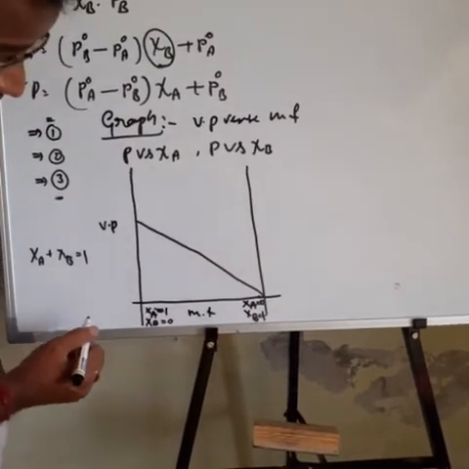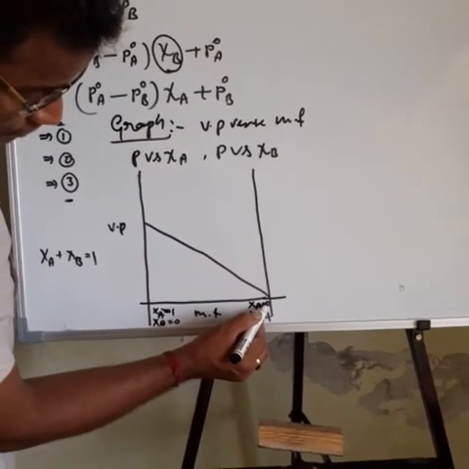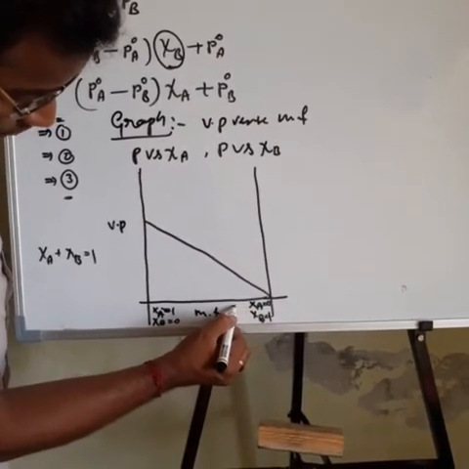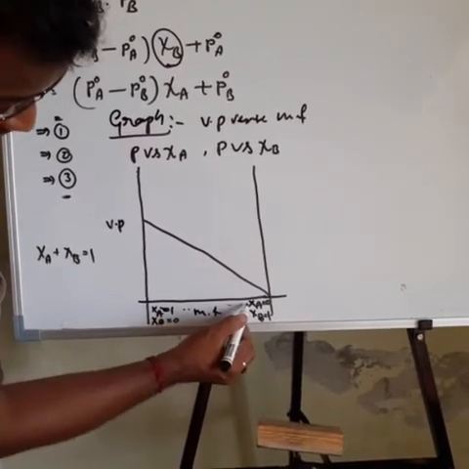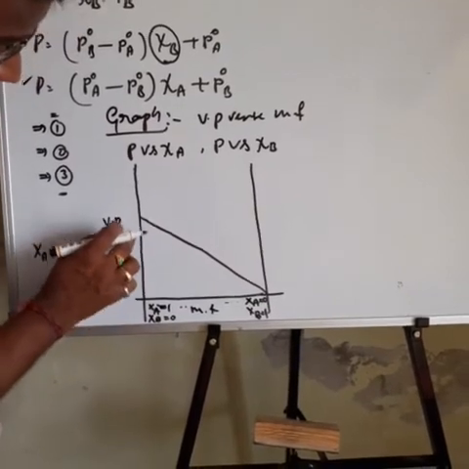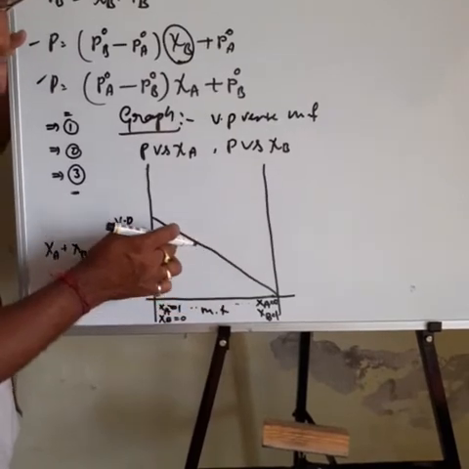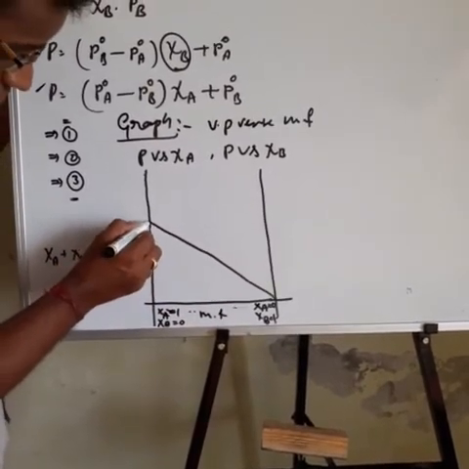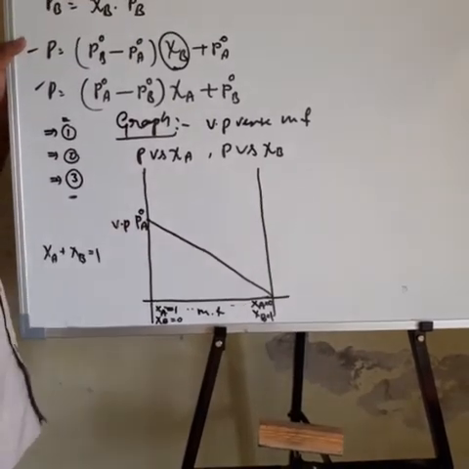So from this straight line what we understand is, here the solute mole fraction is 0. From this direction, what happens to the solute mole fraction? It increases up to 1. So whenever the mole fraction of the solute increases, then what happens? Vapor pressure increases. That's why here, as the mole fraction of the solute increases, vapor pressure also increases. So this point is the vapor pressure of the pure component A.